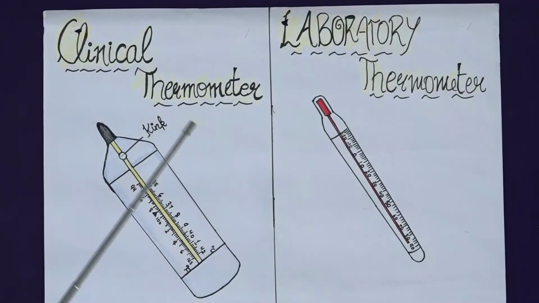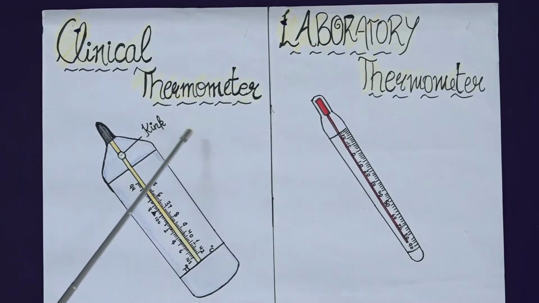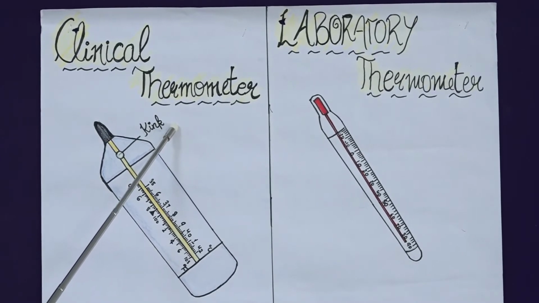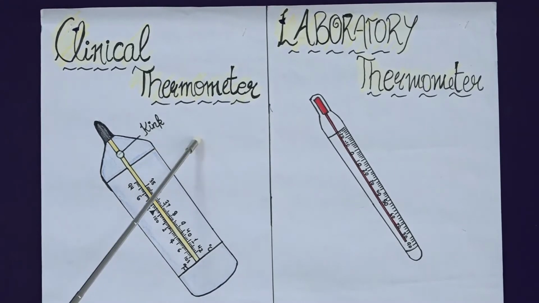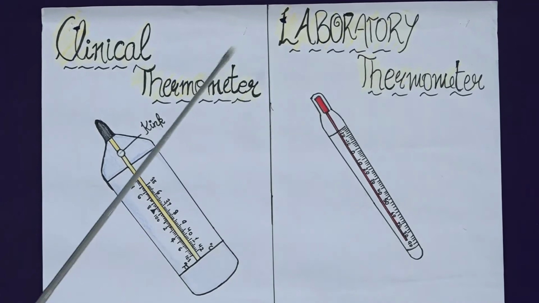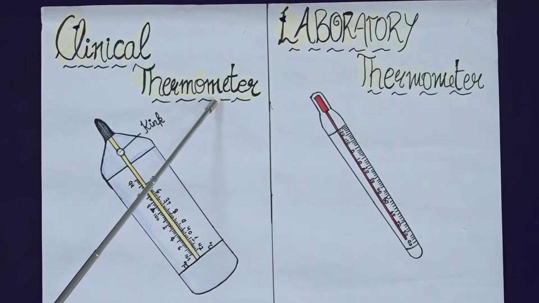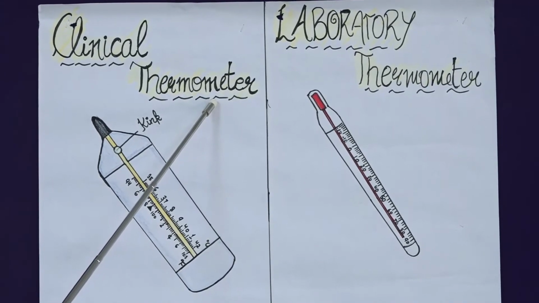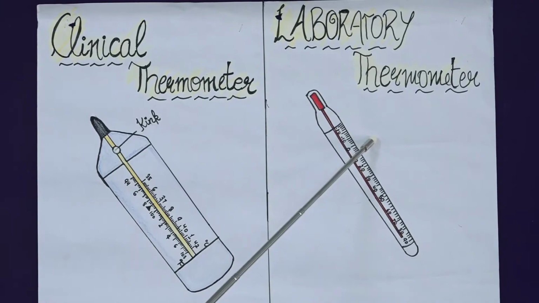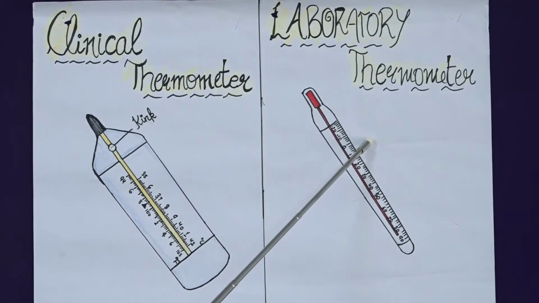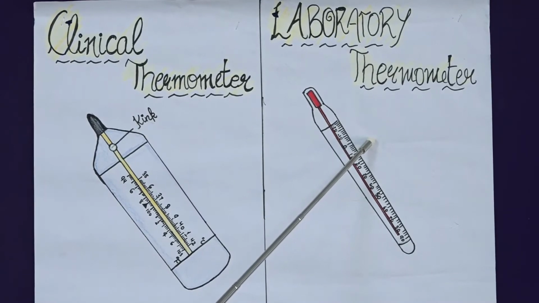Now we are going to discuss two types of thermometer which are used to measure temperature. One is the clinical thermometer, the other is the laboratory thermometer. The clinical thermometer, which you use in daily life, is used to measure temperature when we are not well or when we are ill. The laboratory thermometer is the one used in laboratories to measure the temperature of different chemical experiments.